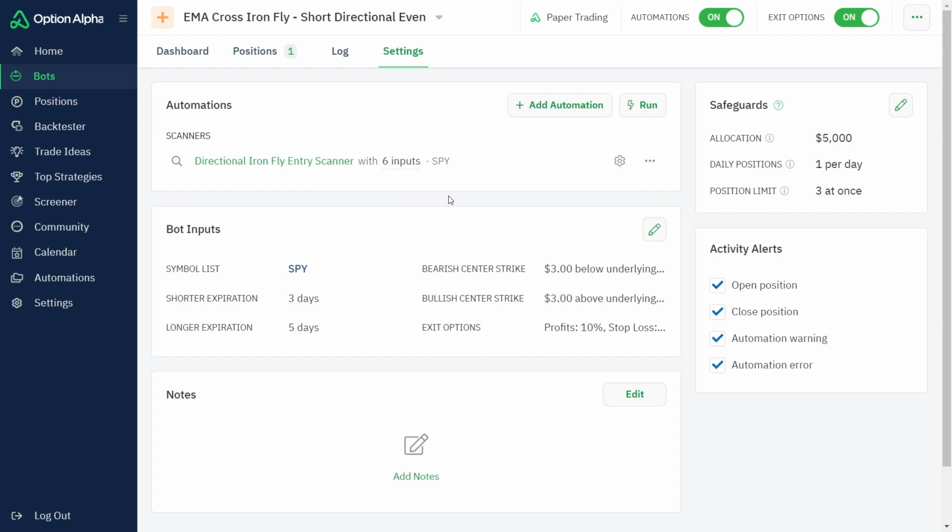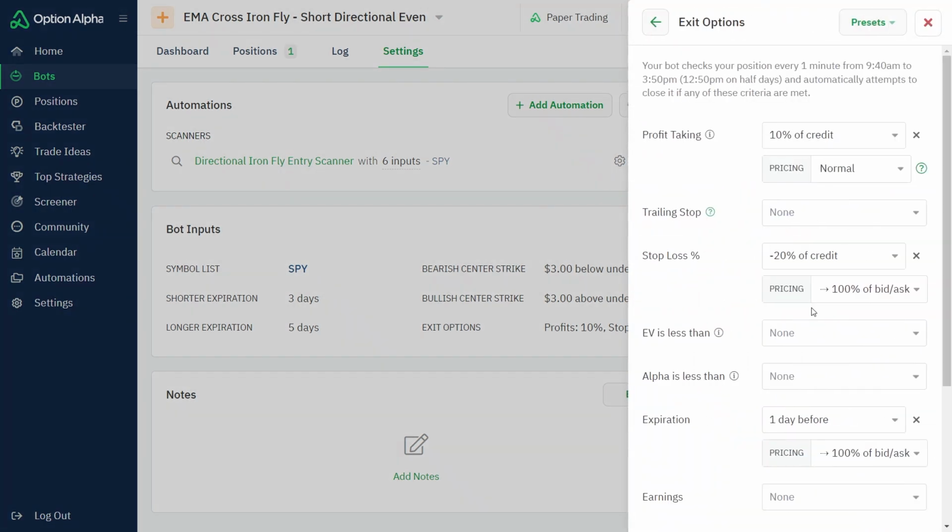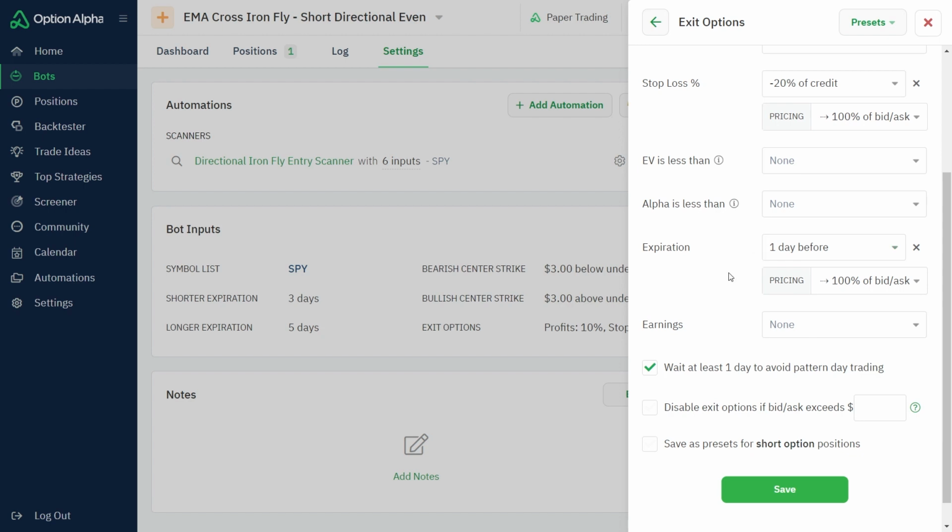And the way that I would exit would be right here. I would either exit at 10% of the credit, or negative 20% credit loss, or simply 1 day before expiration. And then I'm waiting at least 1 day to avoid pattern day trading. Now, since this is only a 3 to 5 DTE trade and I'm not exiting that first day, the day that I open it, that means the DIT, or the days in trade, are going to be relatively short because I'm also exiting a day before they expire.